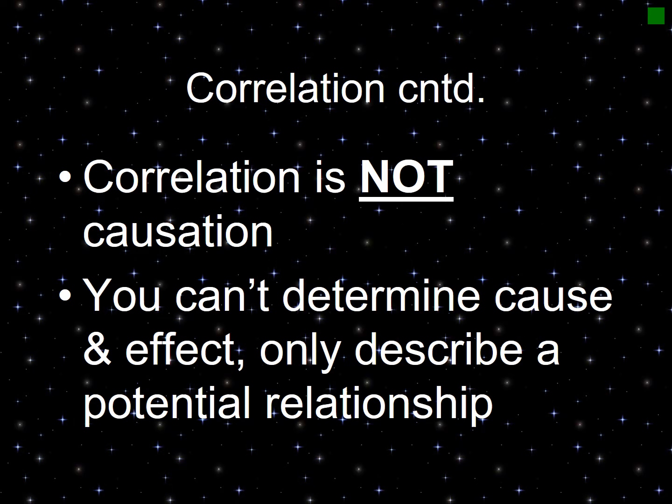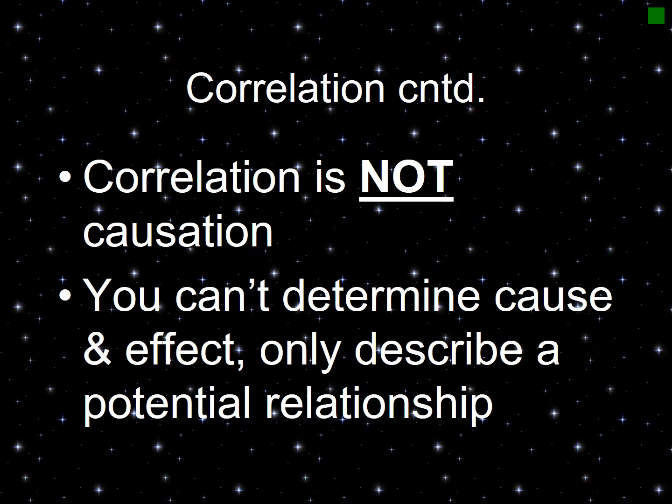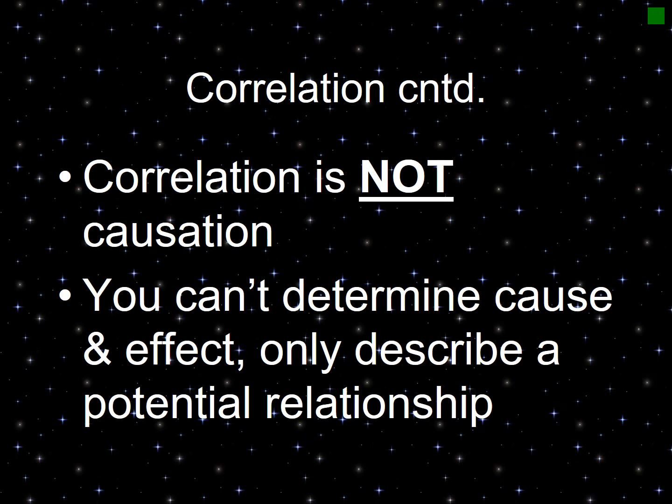One of the key things to remember is correlation is not causation. If you remember from the last set of notes, the only thing that can show causation is an experiment. With correlation studies, all we are doing is showing that there is a relationship there. You can't determine cause and effect, you only describe the relationship, and that is key. It doesn't prove anything, it's just describing what it sees.